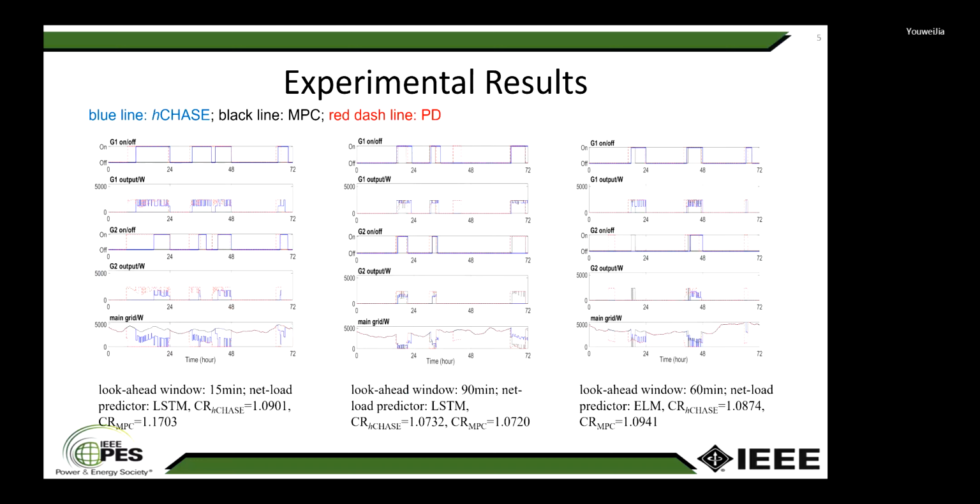The middle one shows the case that the look-ahead window is sufficiently long and the forecasting accuracy is high. MPC provides better scheduling performance than HCHASE, but both of them obtain very small competitive ratios. The right one shows the case that the look-ahead window is sufficiently long for MPC, while the forecasting information is less accurate. Then HCHASE exhibits better performance than MPC. So here we can easily conclude that the HCHASE-based scheduling regime is much more robust to uncertainties.